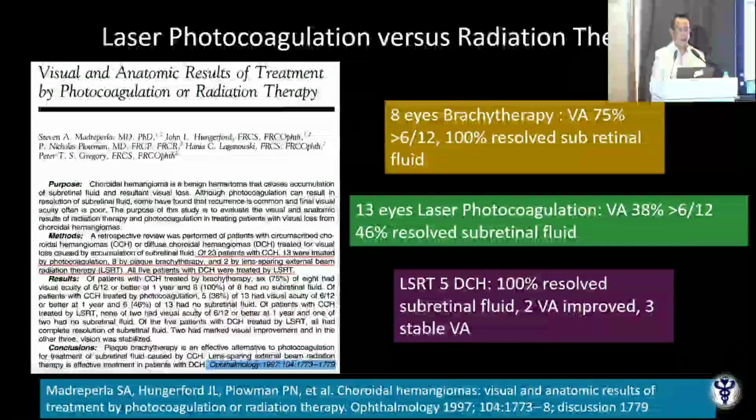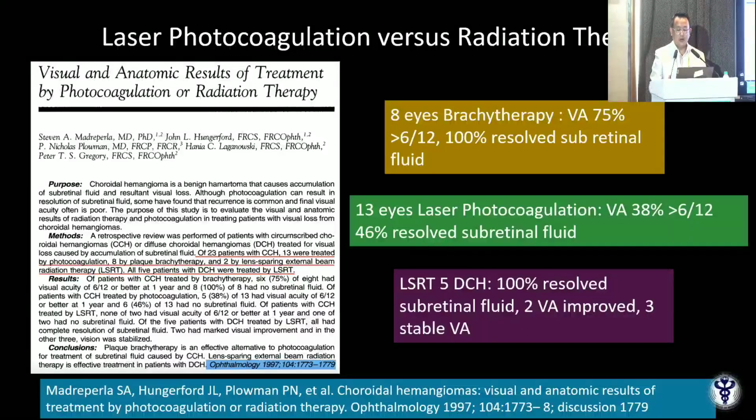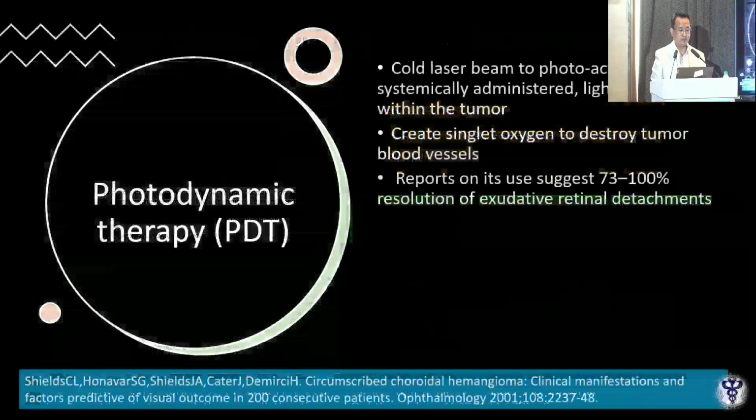Another study from Stephen et al. compared laser photocoagulation versus radiation therapy, where it found that brachytherapy is better in visual acuity, improved in 75% with 100% resolution of subretinal fluid. For laser photocoagulation, visual acuity improved in 38% with 46% resolved subretinal fluid. And when we look at lens-sparing radiotherapy on diffuse choroidal hemangioma, they found 100% resolution of the subretinal fluid, with visual acuity improvement in 2 patients, and 3 patients had visual acuity stability.